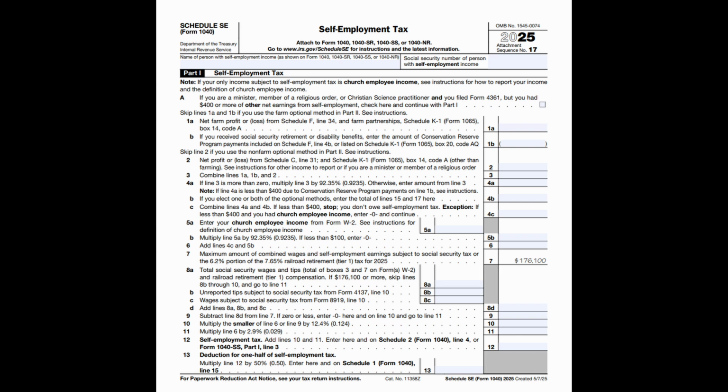Welcome back to part 3 of David Simpson's complicated tax series. In this video, we're tackling Schedule SE, the form that calculates David's self-employment tax, explains the 92.35% rule, and why gig workers owe so much more tax than regular employees.